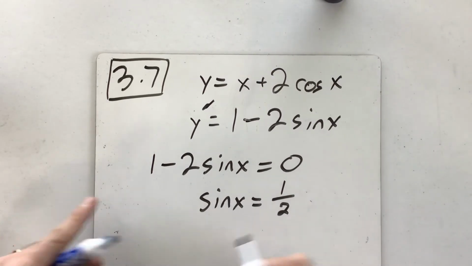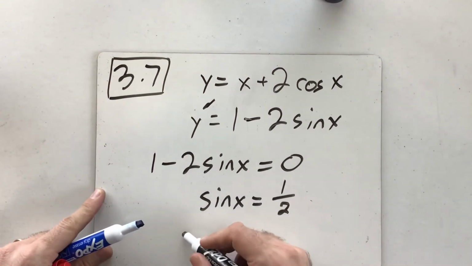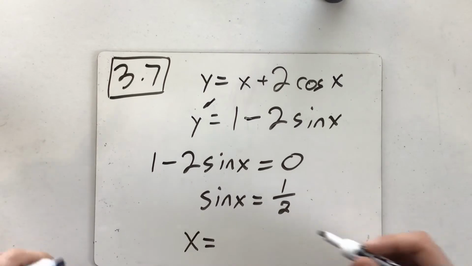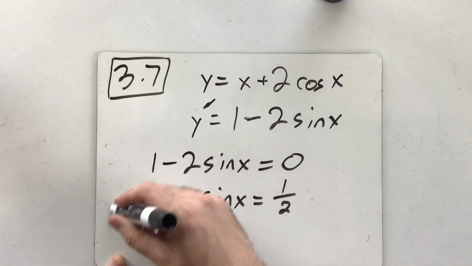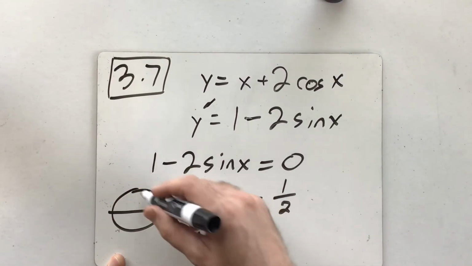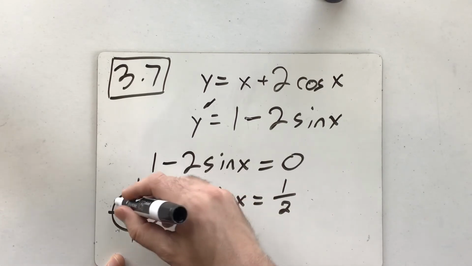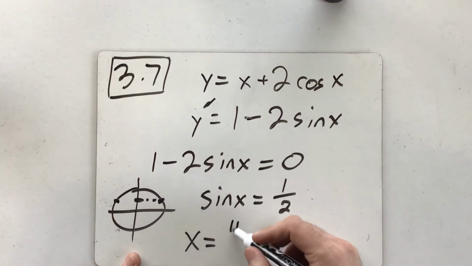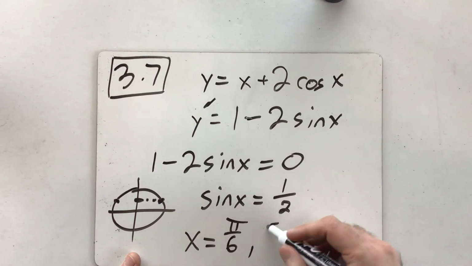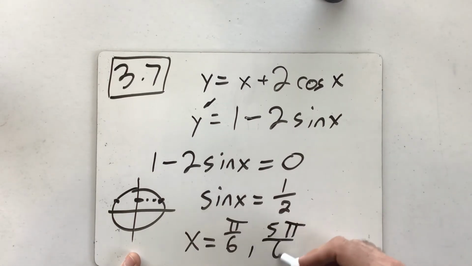And now we just have to ask, okay, what does that mean when sine of x is 1/2? Let me come and think about our number line. 1/2 is right here. Sine is the y value, so that's that point and that point. And it ends up, I think, being pi over 6 and 5 pi over 6.